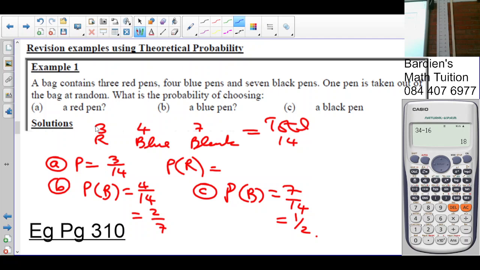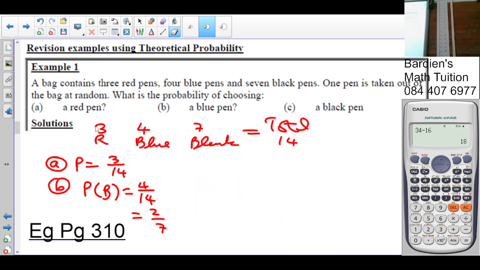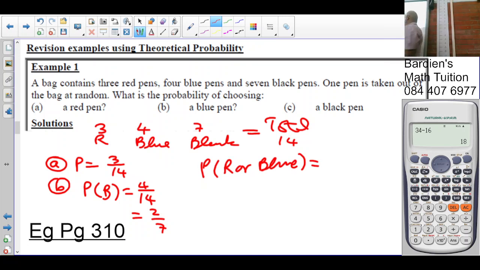Okay. Do you guys understand? Yes. What if I ask you, this was now not the question, what is the probability of you drawing a red or blue pen? Red or blue? So how many reds are there? 3. How many blues are there? 4. So red or blue is going to be 7 out of 14, which is 1 out of 2.